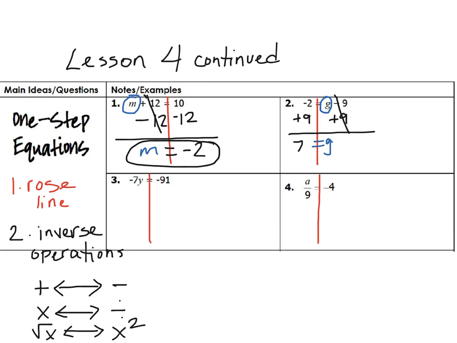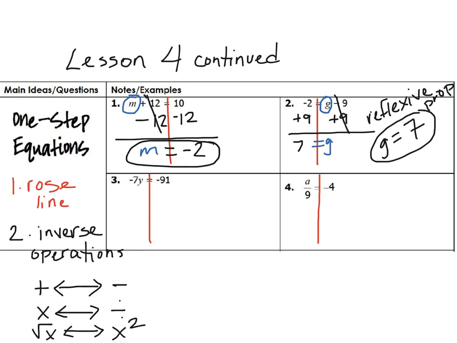Now, it is important that you use the reflexive property here to write your final answer. Remember, the reflexive property says if 7 equals g, then I can also say that g equals 7, and I can flip it around, and that's going to be my final answer. And that is the reflexive property. All right.